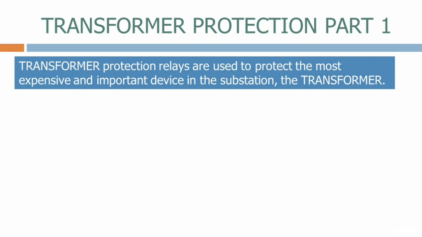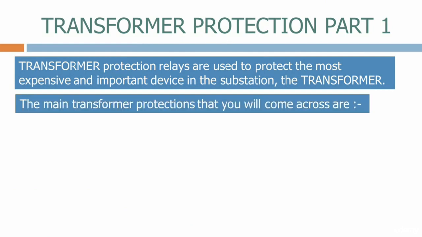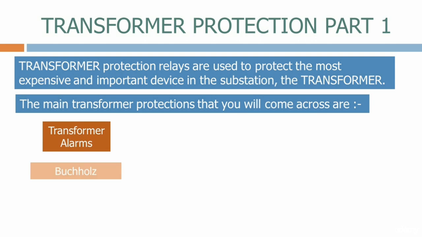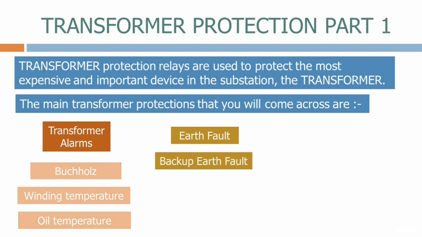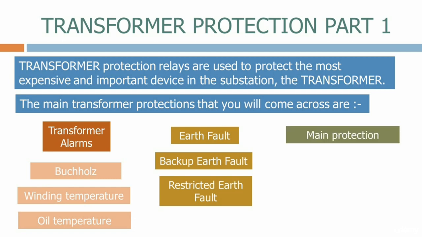Transformer protection relays are used to protect the most expensive and important device in the substation, i.e. the transformer. The main transformer protections that you will come across are the transformer alarms, including the Buchholz, winding temperature, and oil temperature. The earth fault relays, including the backup earth fault relay and the restricted earth fault relay. And finally, the main protection, which is normally a differential protection.